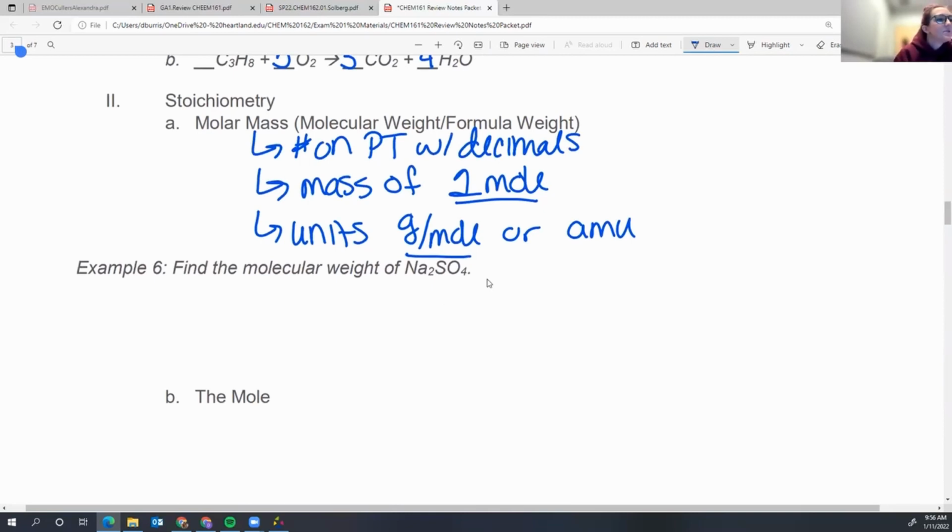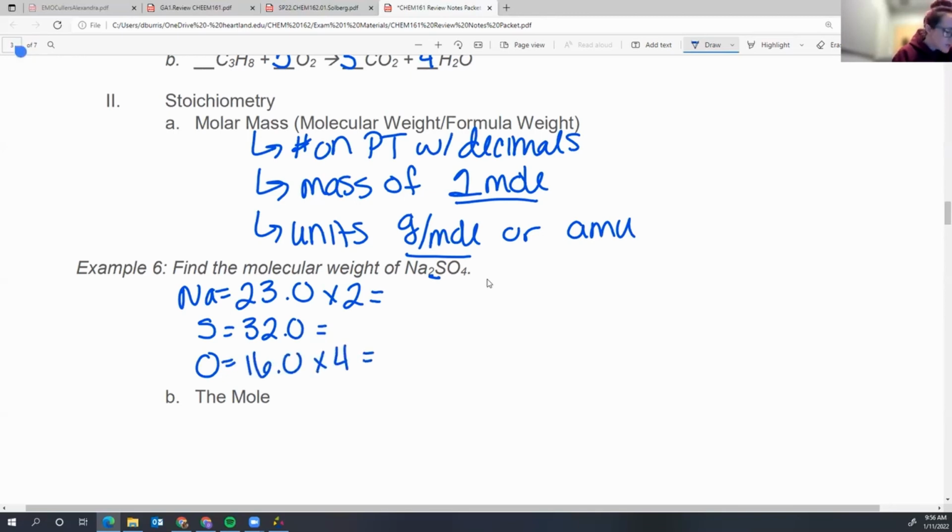Okay, so we do need to break this down. I'm going to do each element individually. Sodium, sulfur, oxygen. Sodium's molar mass is 23.0 and I have 2 of them, so times 2. Sulfur is 32.0 and I only have 1. And oxygen is 16, and I have 4 of them. So I'm going to multiply all of these.